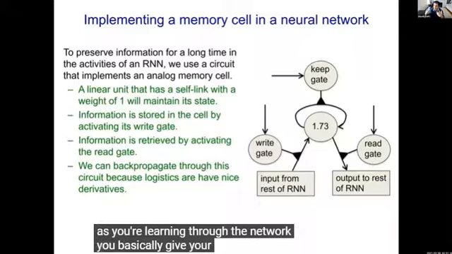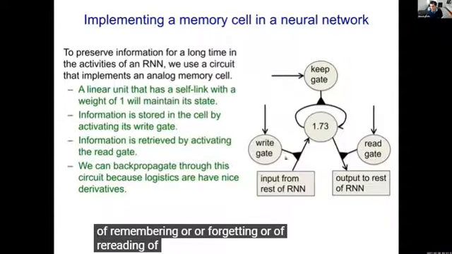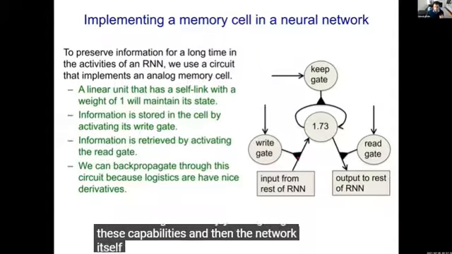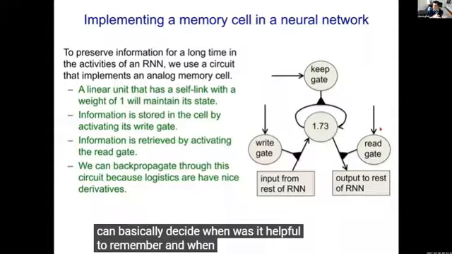You basically give your network the capability of remembering or of forgetting or of rereading, of storing a memory and reading and retrieving a memory. You're giving it these capabilities, and then the network itself can basically decide when was it helpful to remember and when was it helpful to forget particular words.